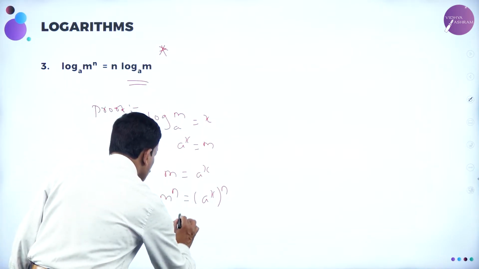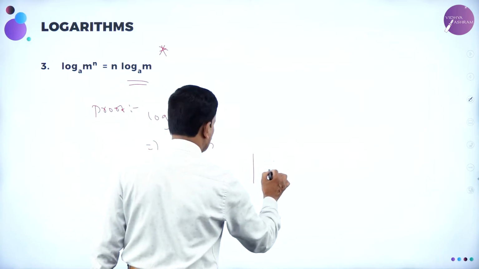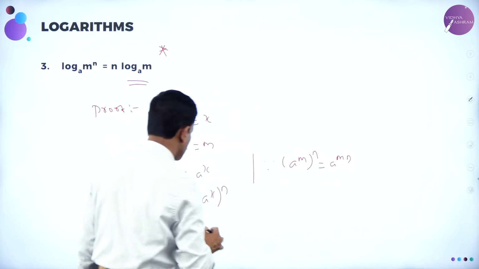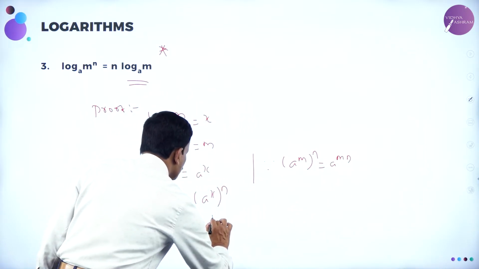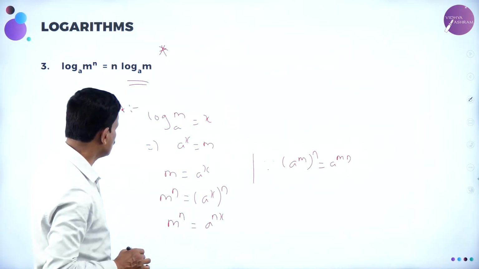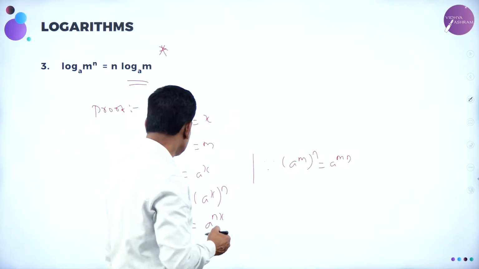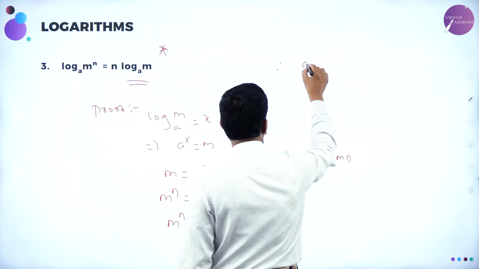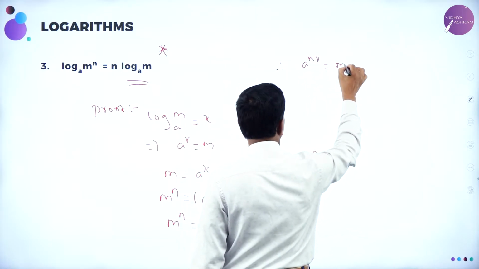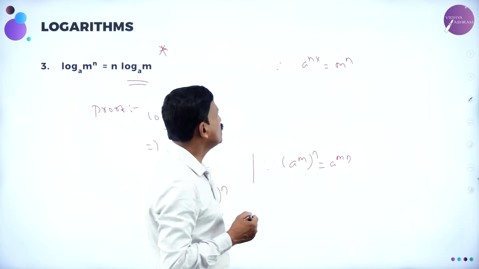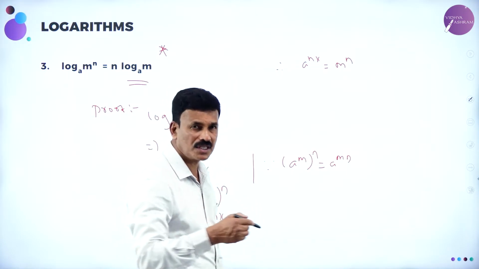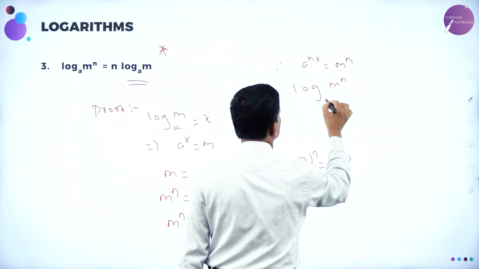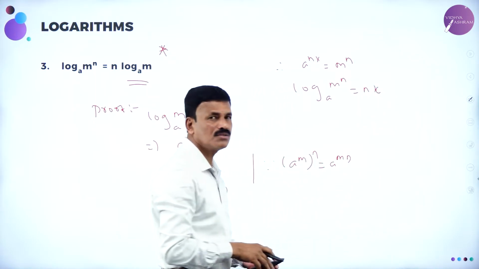So m to the power of n can also be written using one law of indices: a to the power of m, whole raised to n, is equal to a to the power of m into n. So this can be written as a to the power of n into x, which is a to the power of nx. Now, a to the power of nx is equal to m to the power of n. Since a to the power of nx is equal to m to the power of n, according to the definition of logarithms, the logarithm of m to the power of n to base a is equal to n into x, by definition.